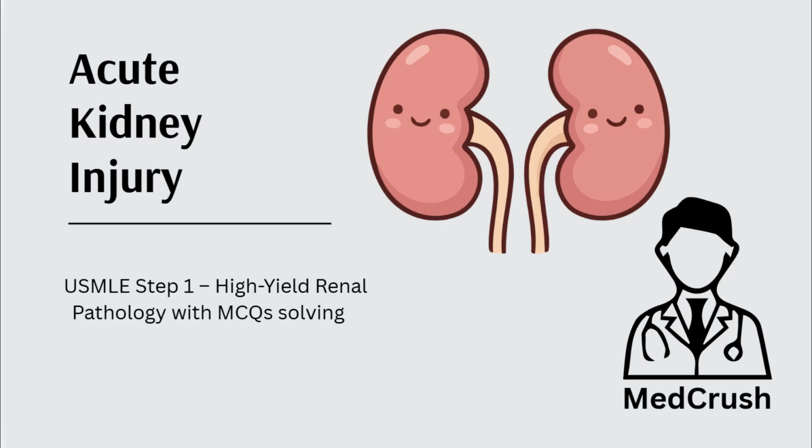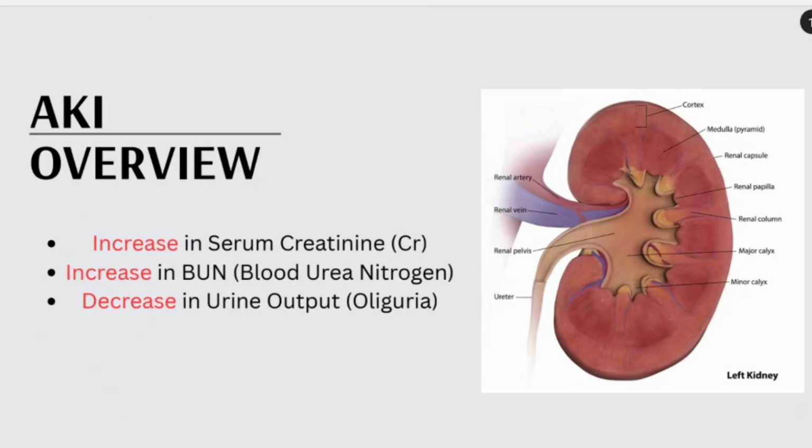Today, we're starting with one of the most commonly tested renal topics, acute kidney injury. Acute kidney injury means the kidneys suddenly stop working the way they should. You'll see this as a rise in serum creatinine, a rise in blood urea nitrogen, and a drop in urine output, which we call oliguria. If you see this triad in a USMLE question, acute kidney injury should be your first thought.